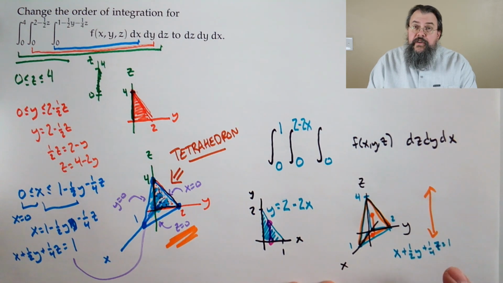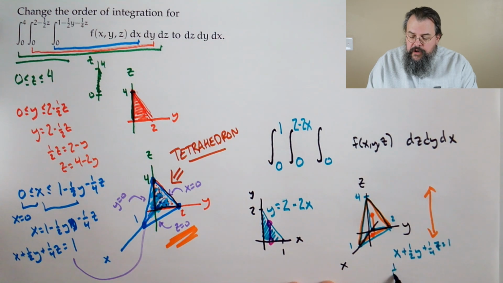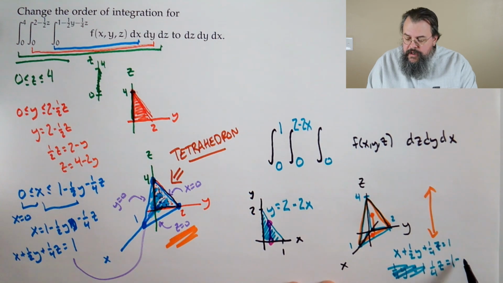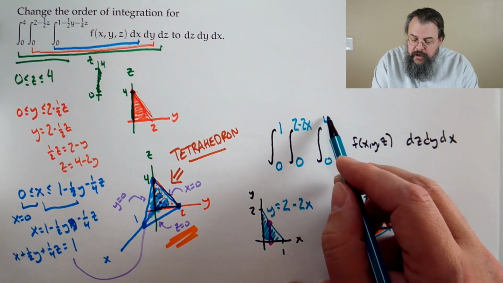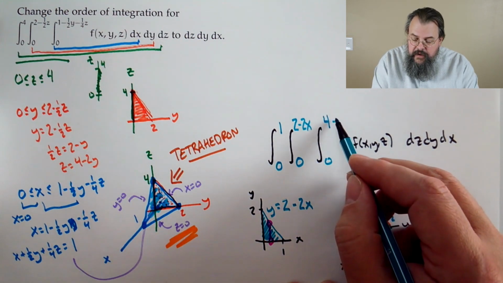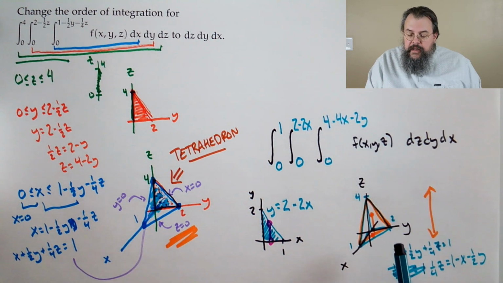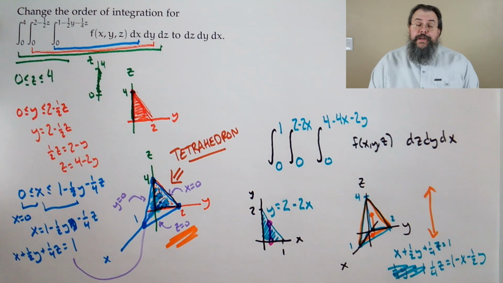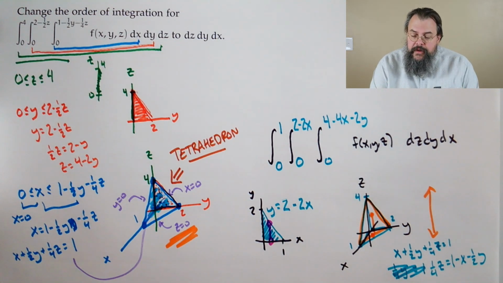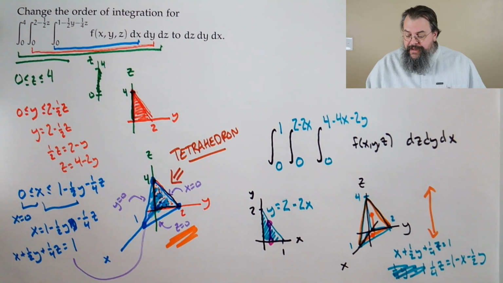And now solve for z. So 1/4 times z equals 1 minus x minus a half y. Silly mistake. And now multiply by 4, and what do we see? z equals 4 minus 4x minus 2y. So that is this plane where we solved for z in terms of x and y. And we're done because we've got the bounds.